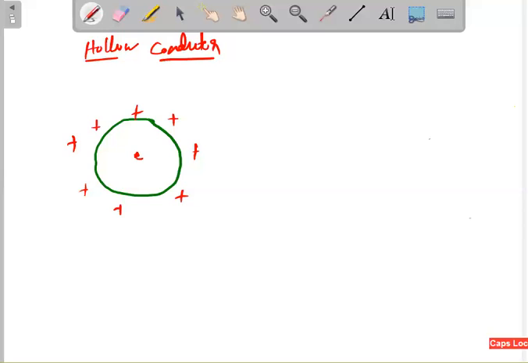What is the electric field that I will observe? Definitely, if you consider the charges on the surface as point charges, there will be some electric field in this direction, and another electric field in this direction, like this, like this. Symmetrically, electric fields are coming inside. Then what is the net electric field? In this case, the net electric field is 0.